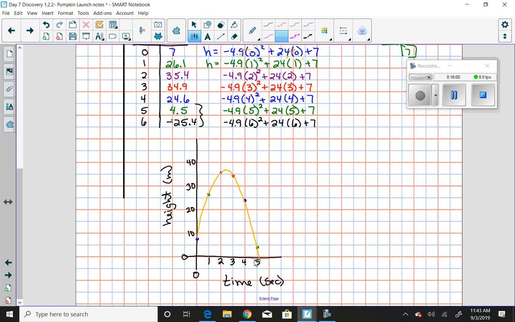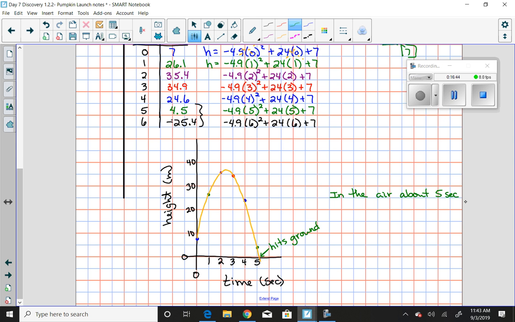All right, so we've got our graph. I want to know about how long the pumpkin was in the air. It hits the ground down here. So the pumpkin was in the air a little more than 5 seconds. It's pretty obvious even if you look at the table: somewhere between this 4.5 and negative 25.4, definitely closer to 5 than 6. So it's in the air about 5 seconds, a little more than 5 seconds.